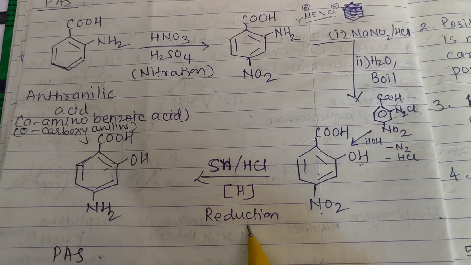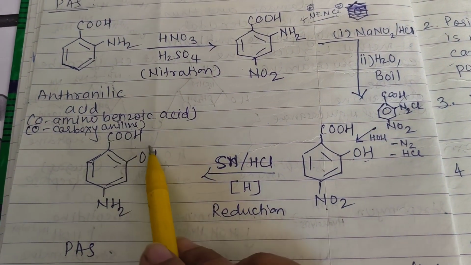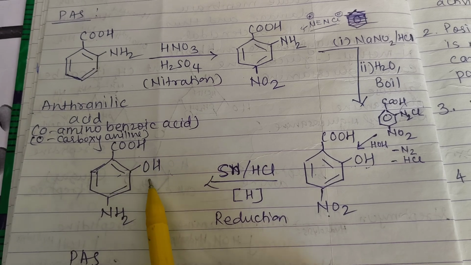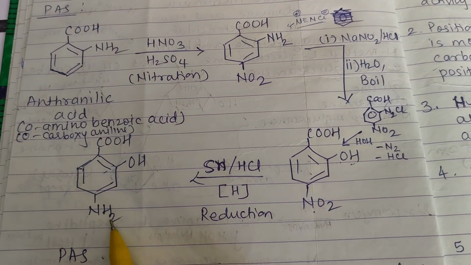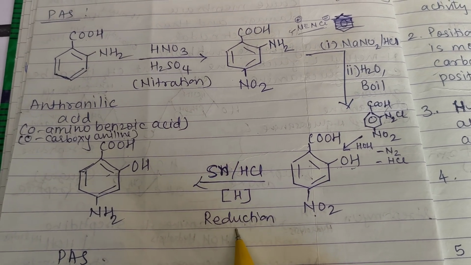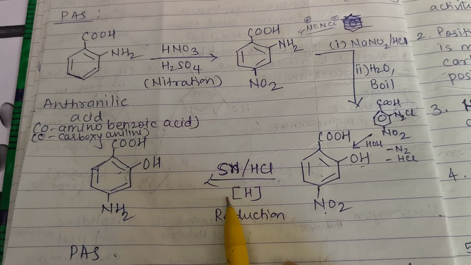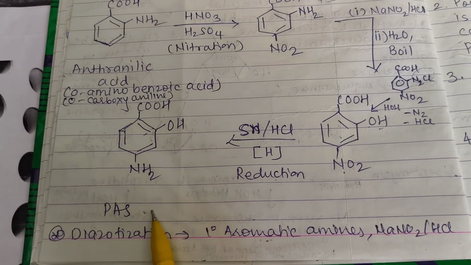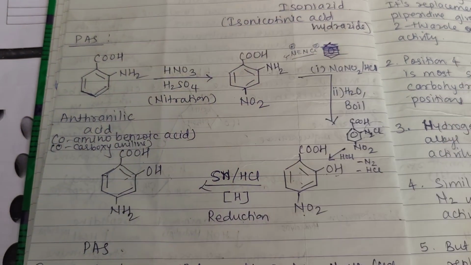Then next step there has to be reduction. Look, in PASA both of these have come: COOH is there, OH is there. Now only NO2 has to be converted to NH2. That means reduction. This reduction is possible with the condition Sn/HCl, and we will get the para-amino salicylic acid from anthranilic acid.